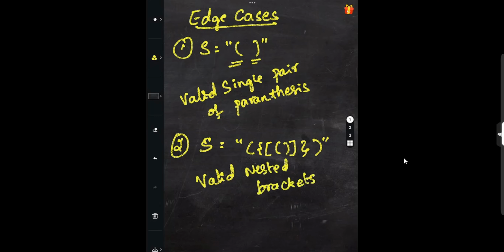Why is this valid? We can clearly see we have the closing parenthesis here. We have the closing curly bracket as well. We have the closing square bracket as well, and we have the opening and closing parenthesis as well. So this is for the valid nested brackets. Let's move on to the third edge case.